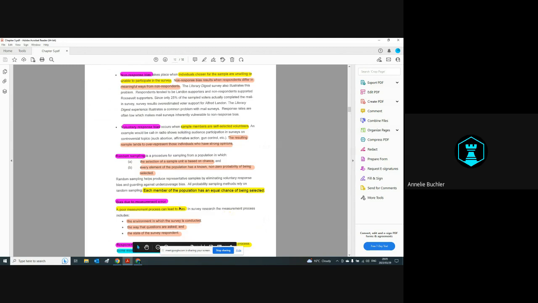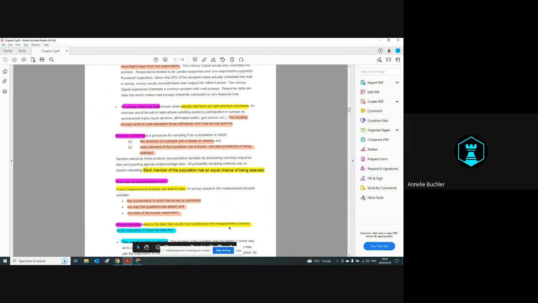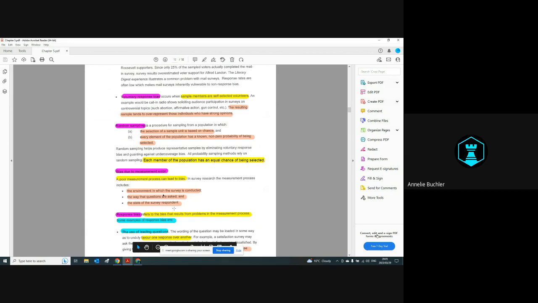Then bias due to measurement errors. A poor measurement process can lead to bias. This is why we do statistics. You will always have to look at the environment in which the survey is conducted, the way the questions are asked, and the state of the survey respondent. Are they in a good state? Because the state they are in can influence your results.